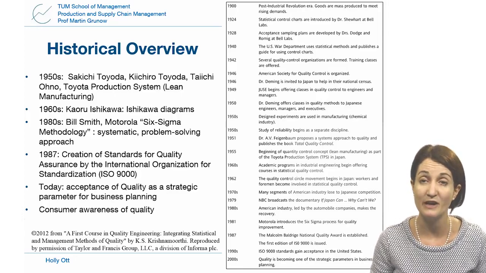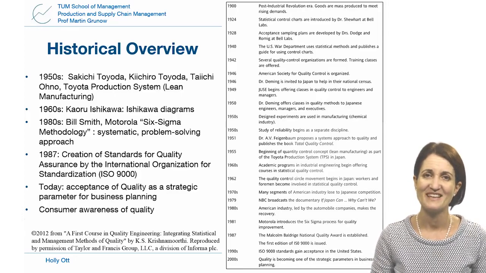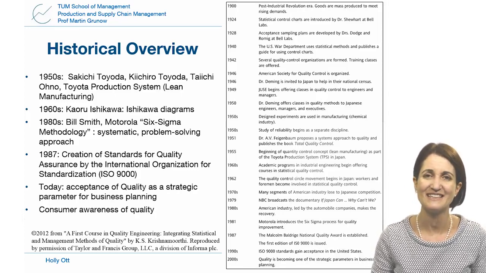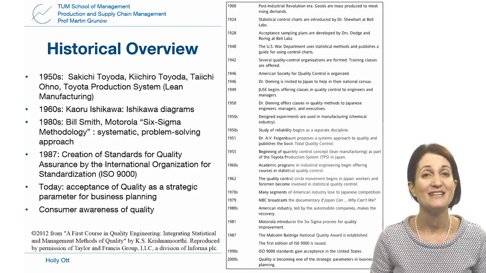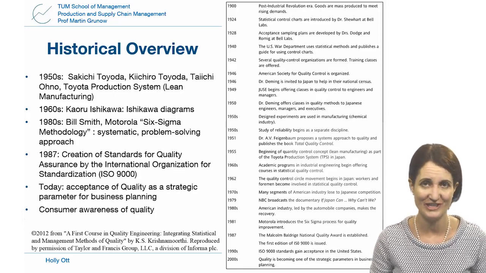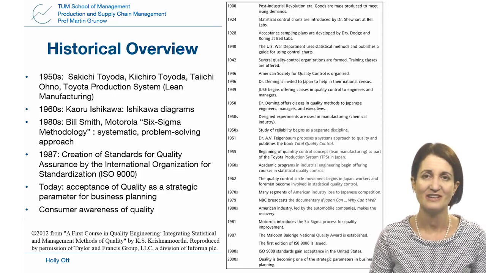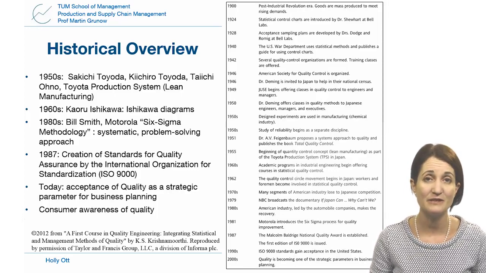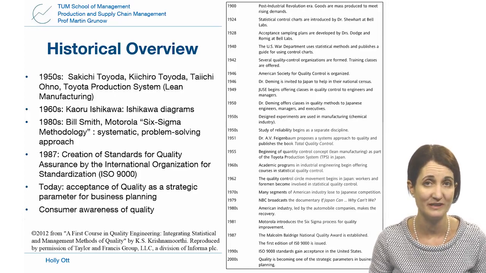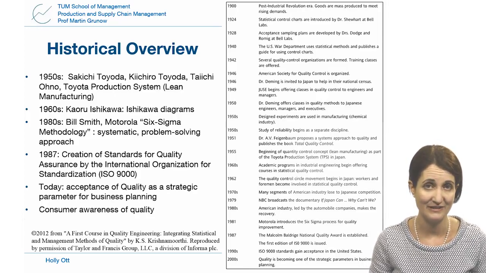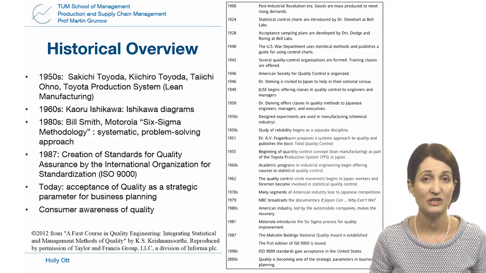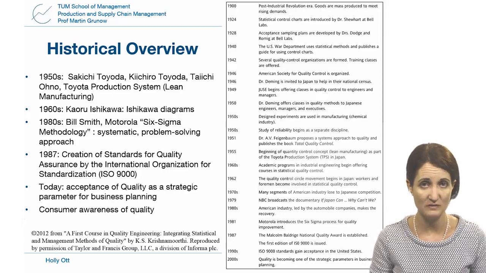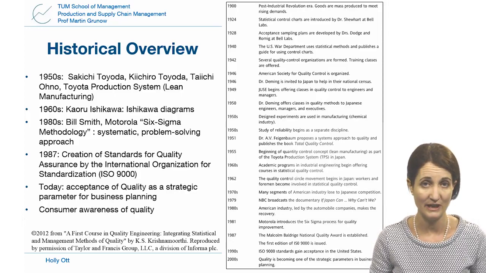But what was actually happening in the US? That's another interesting story. It was not following these amazing changes that were happening in Japan. But in 1980, Motorola made a huge step. Bill Smith, engineer, introduced the Six Sigma methodology, a data-driven, systematic problem-solving approach for process improvement following the DMAIC cycle. And in 1987, there was the creation of standards for quality assurance by the International Organization for Standardization, so ISO. That was then at the time called ISO 9000.